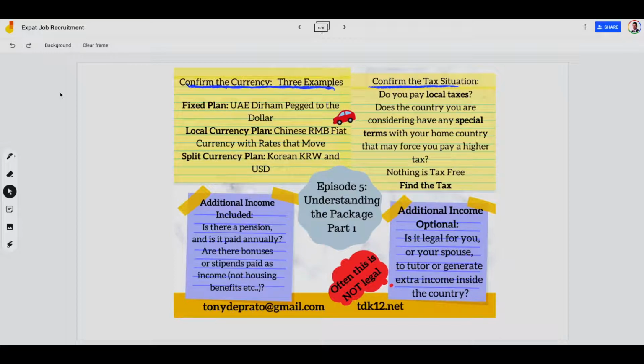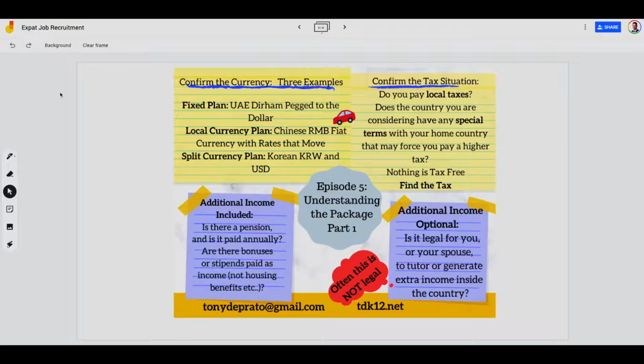Additional income included. When you're looking at your package, you need to find out if there's additional income included besides your salary. Sometimes there are pensions, sometimes there are bonuses and stipends. Not housing benefits. Do not count housing benefits as income, even if they're put into your bank account. We will get into that later. That is a tax liability. You do not want to do that.